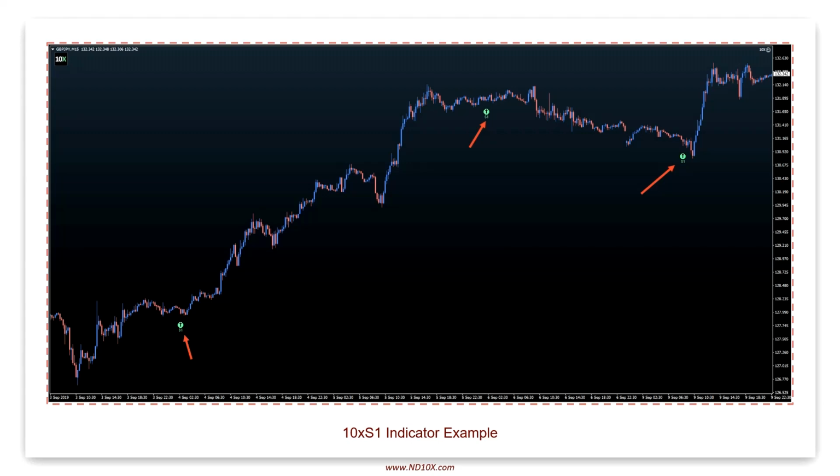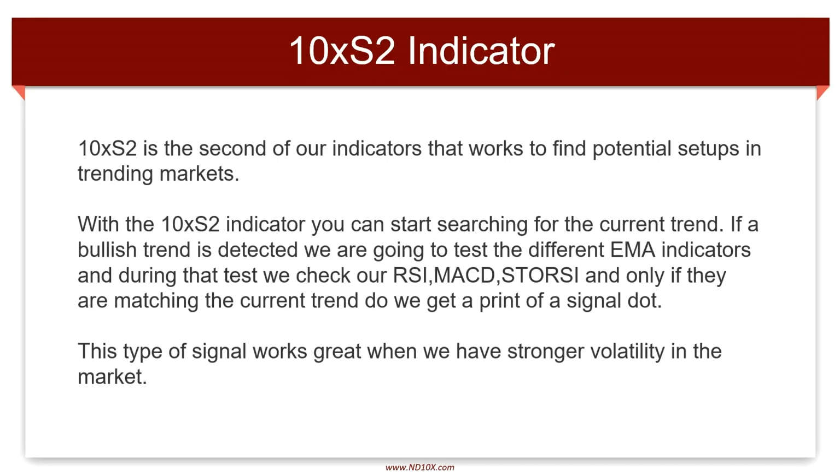For now, all you really need to understand about the S1 is that it's searching for 4 different types of continuation formations. And if you detect one of those 4 formations, you will get an alert. It doesn't matter which of the 4 patterns appeared, they all are breakout patterns.